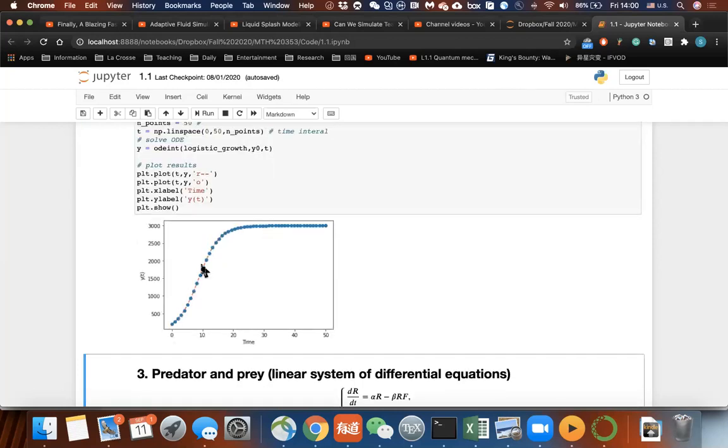Now you can see this one can, suddenly you remove the cap, they keep increasing after they hit 1,000, but eventually they actually top at 3,000. Sounds good?